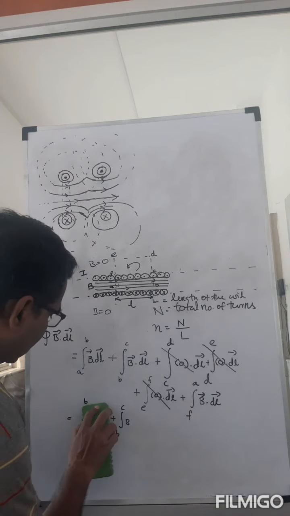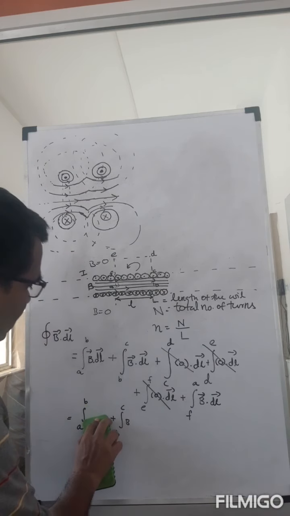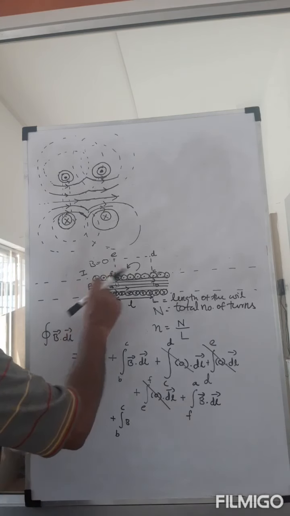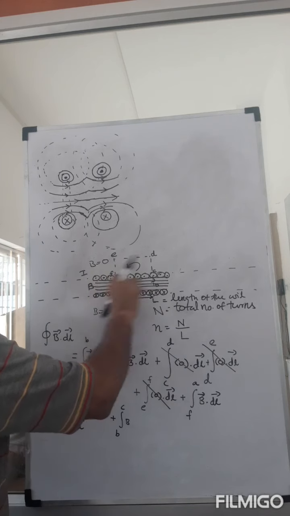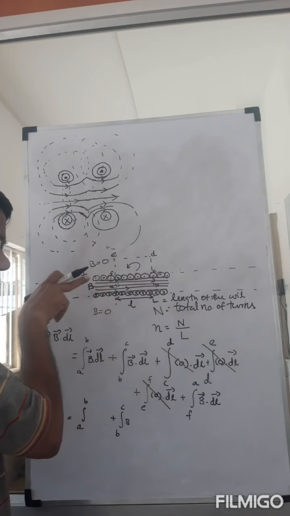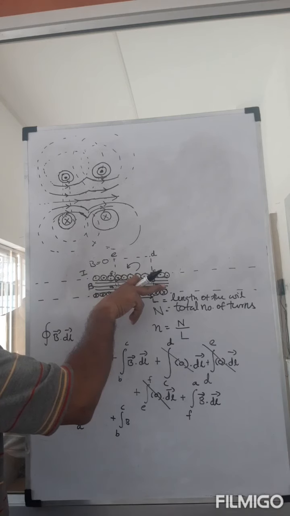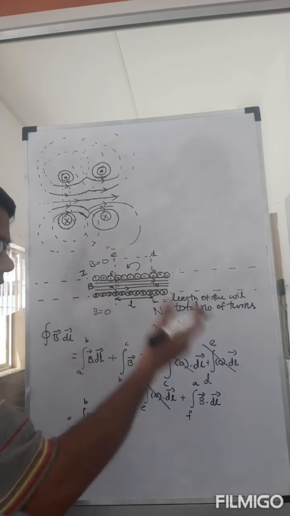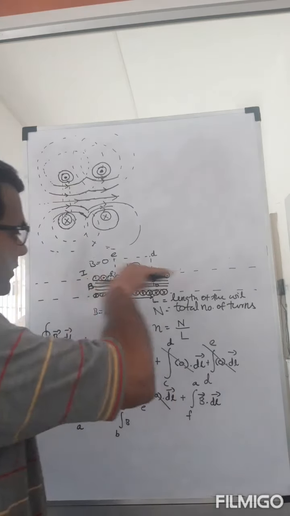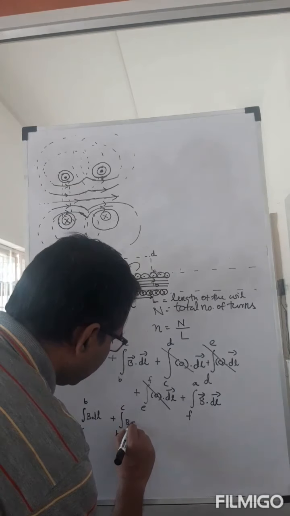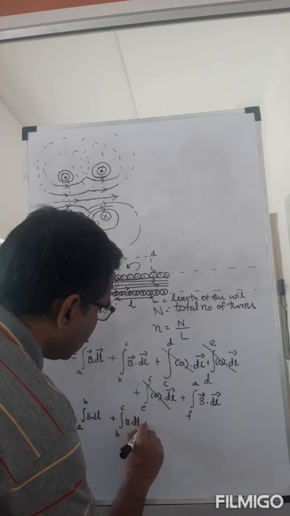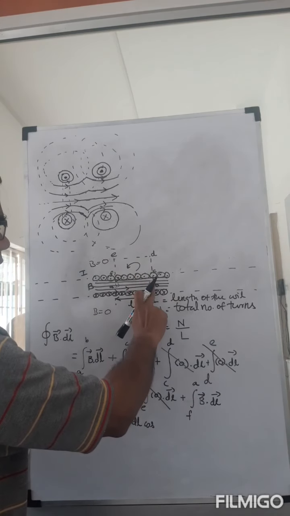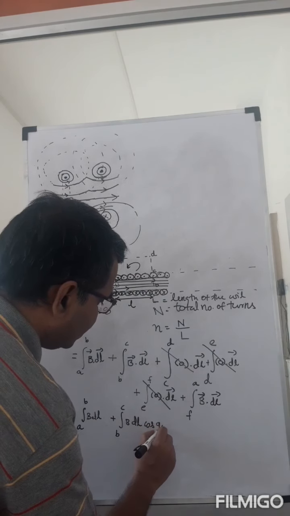Okay, let me expand it straight away. So B dot DL, first A to B, B dot DL. B is in this direction, DL is also in this direction because I'm traveling in this path, right? So DL is also in this direction, so that is BDL. Cos theta is 1, they are in the same direction. But here again, BDL, now B is in this direction, DL is in this direction, so cos 90.